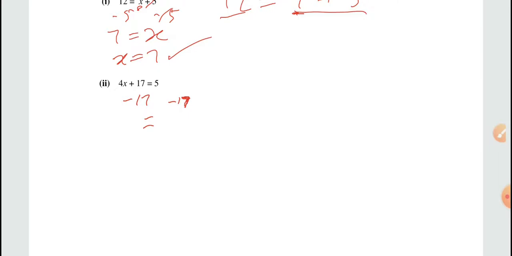So be very careful when you're doing these kind of questions, because you could make a mistake, and always substitute your answers in at the end to make sure you haven't got it wrong. So 5 take away 17 is equal to negative 12, and on this side we just have left 4x. So now we want to divide both sides by 4 to get rid of the times 4. On this side the times 4 and the divide 4 cancels out, leaving us with x is equal to, and what's minus 12 divided by 4? It's minus 3.